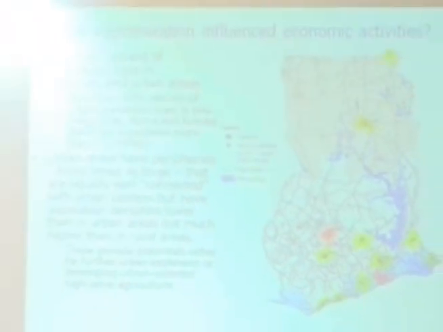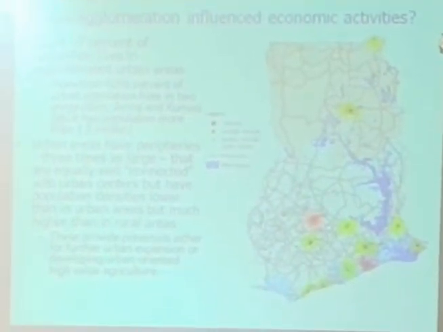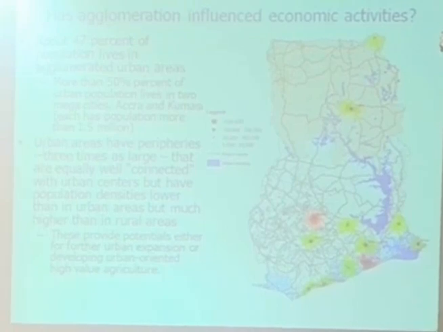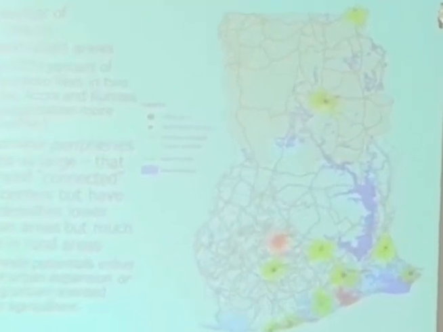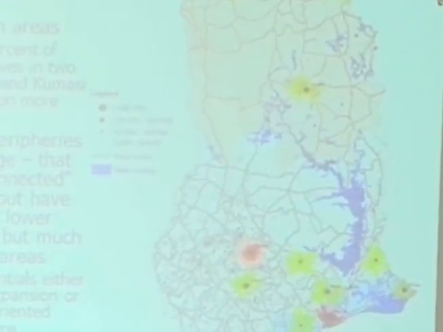Here we present the map for Ghana. We present different colors of dots, which represent different sizes of urban agglomerations. About 47% of the population live in agglomerated urban areas. It's not necessarily the same as the UN definition of urban. And then we see there are two very big urban areas, Accra and Kumasi. Each has more than 1.5 million population. Two of them together have more than 50% of the urban population.